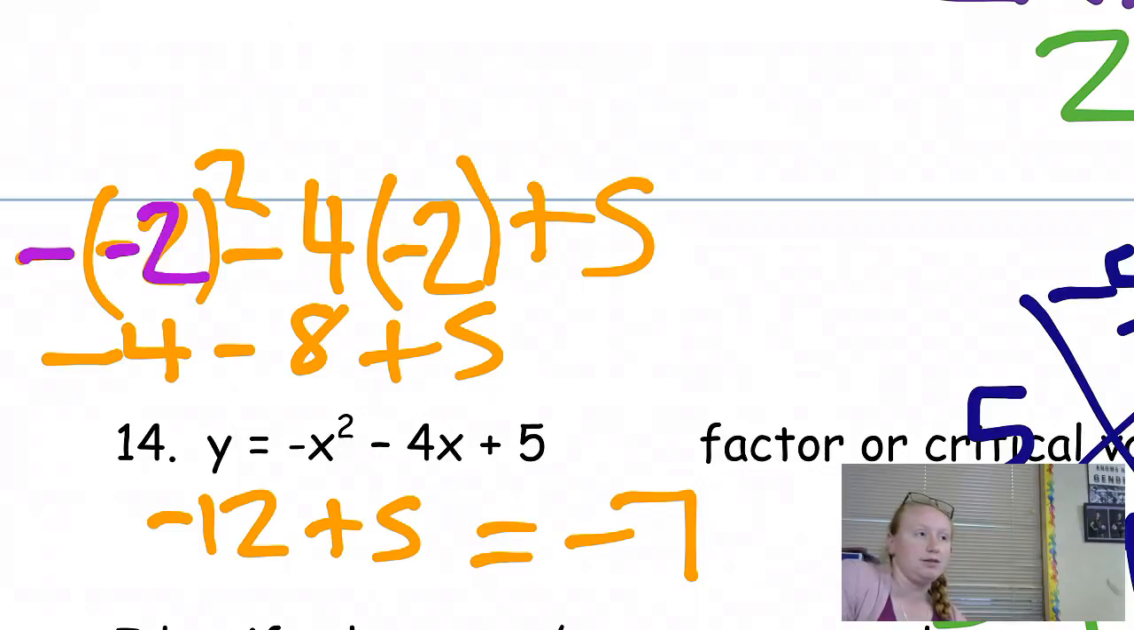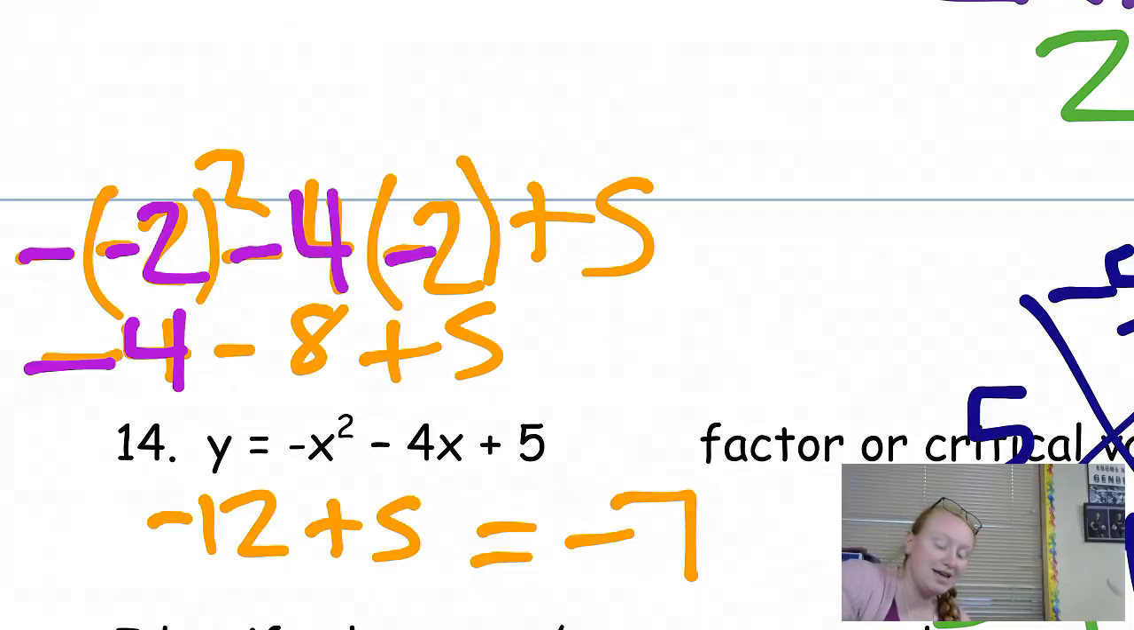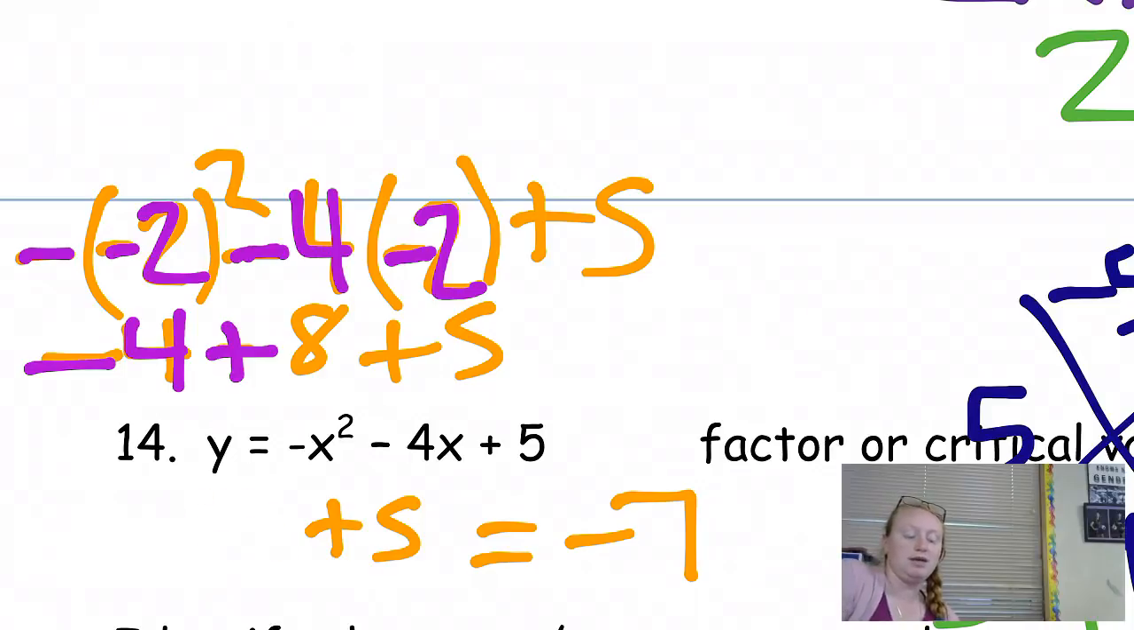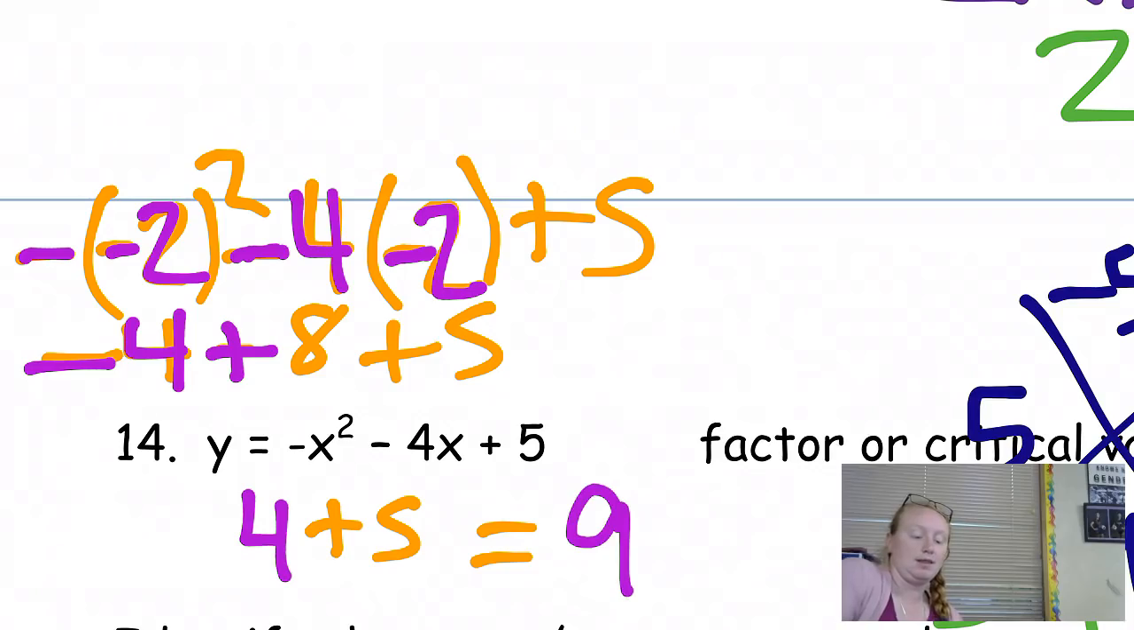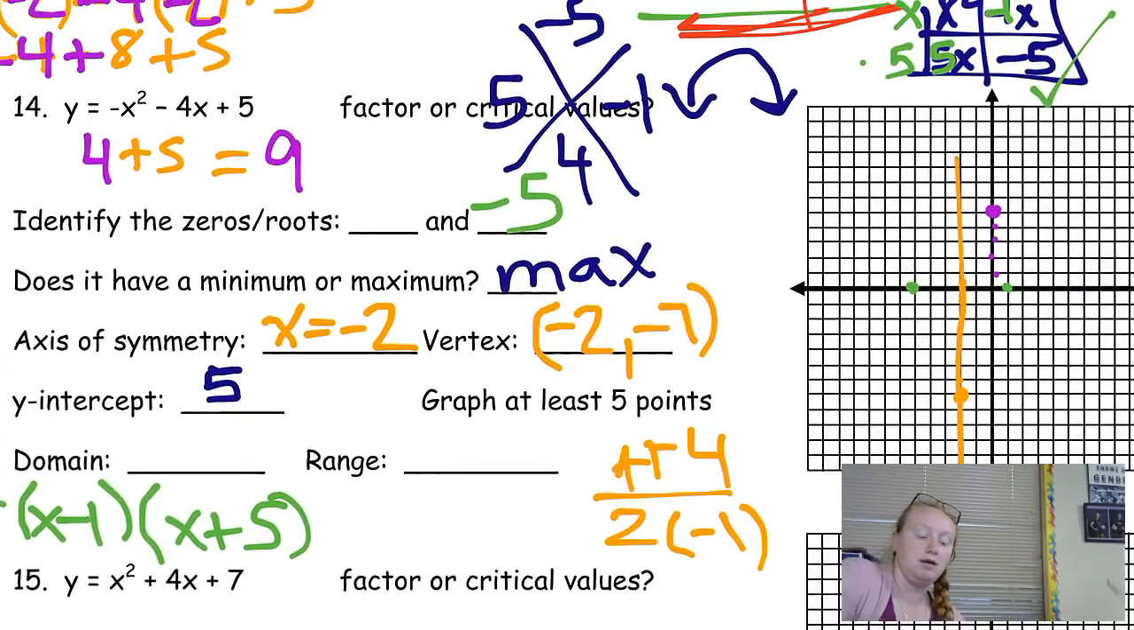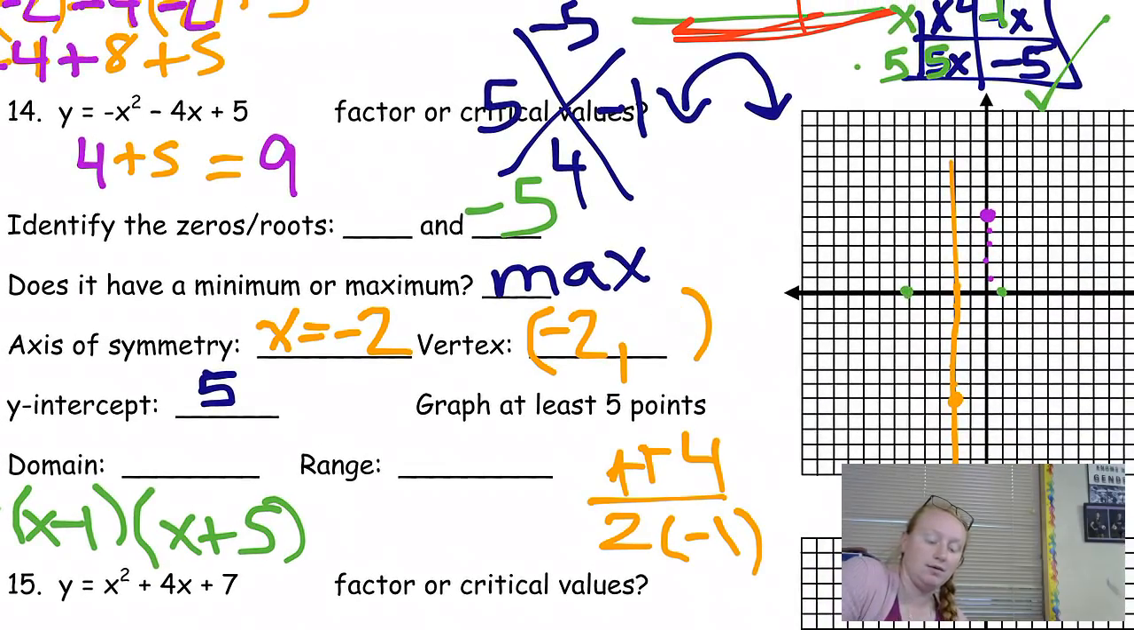-2 squared. This makes a +4 and a negative. -4 times -2, and negative times a negative makes a positive. That's where I messed up. So let's go double check this again. So instead of being -12, this should be a +4, which should make this a +9. So let's scroll down. We'll go right here.